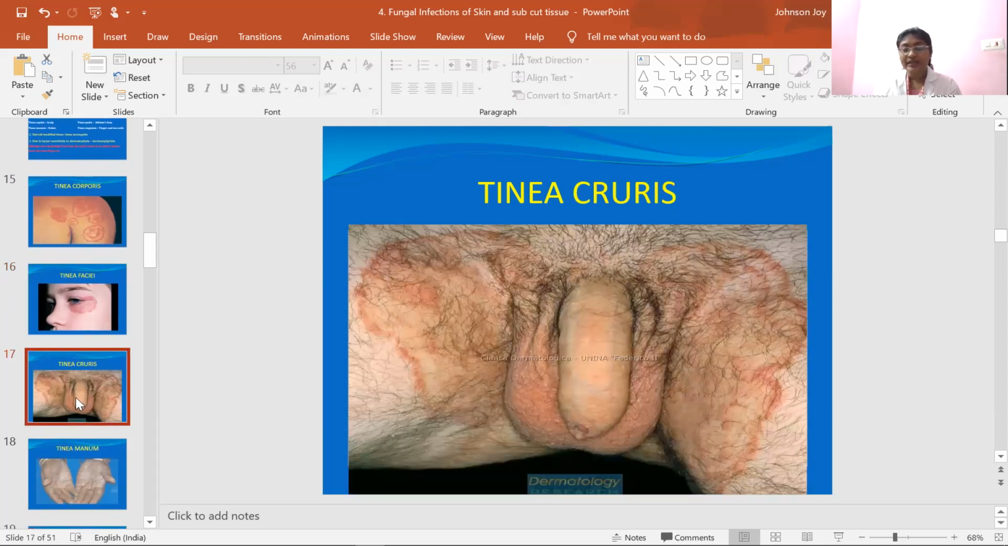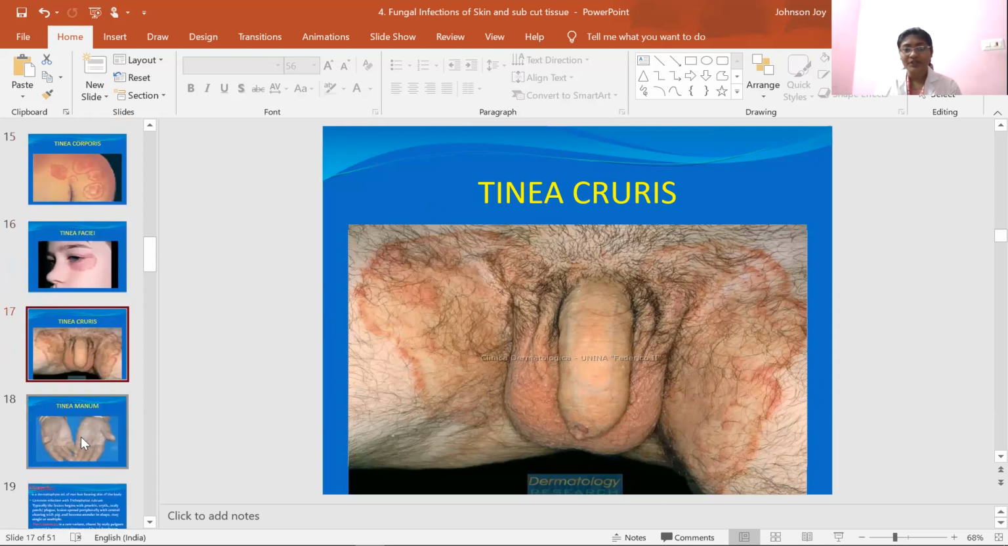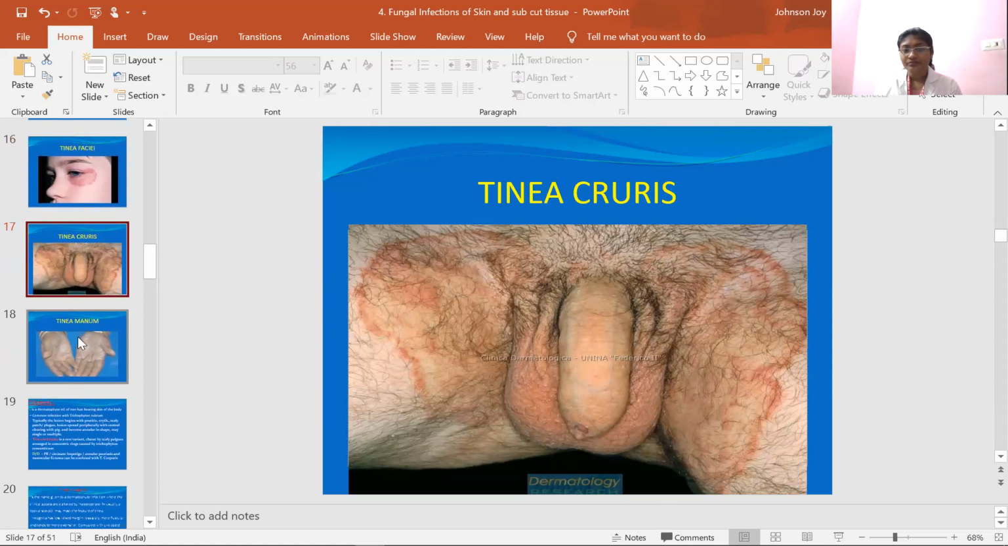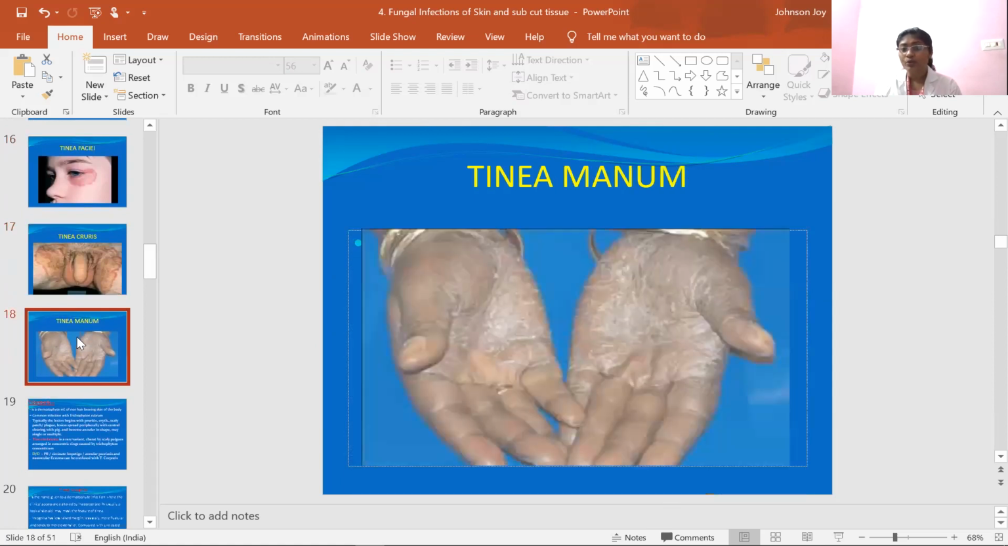Now this is the picture of tinea cruris, which includes an annular, erythematous, well-defined plaque with a central clearing and a border of different papules which are coalesced together. So there is a central clearing, and it's an annular lesion which is well defined, which is present in the groin area, which we call tinea cruris. Now, this is tinea manum, which involves the palms of the patient, and here you can see extensive scaling.